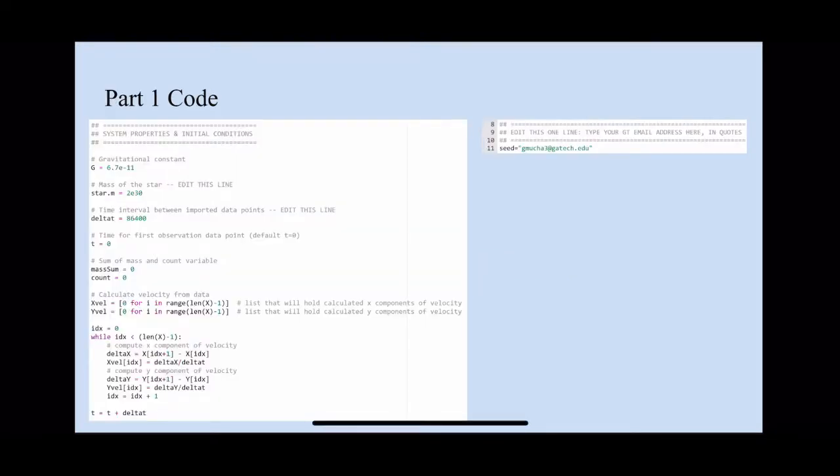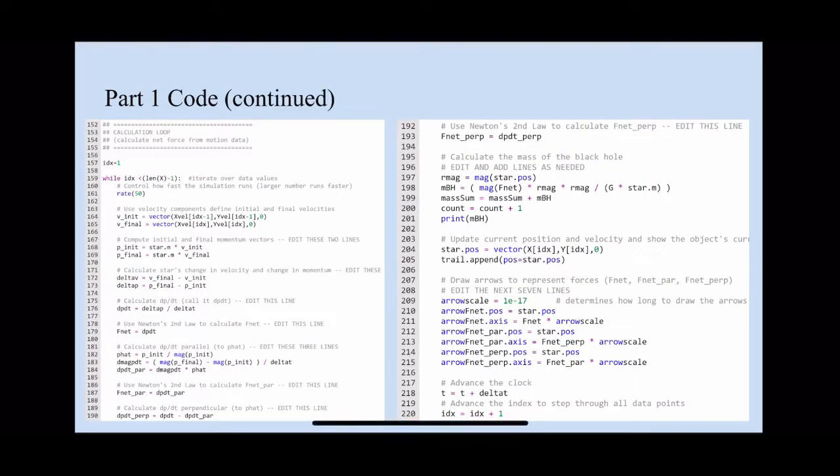This is my code for Part 1 of the experiment. I inputted my email so I was able to find a unique mass of the black hole. I also inputted the given star mass for the lab and made delta t one day using seconds through this calculation. I edited the lines of code, including applying formulas to calculate momentum and changes in velocity and momentum.